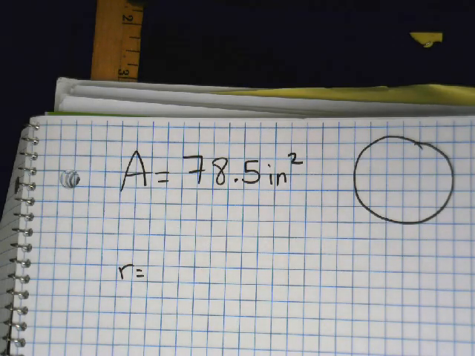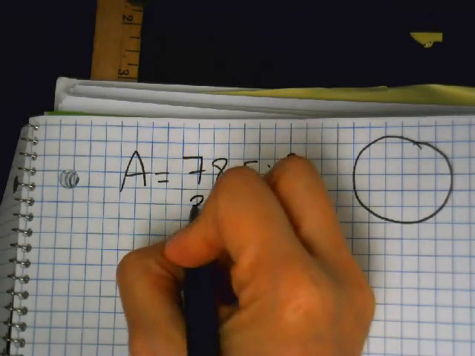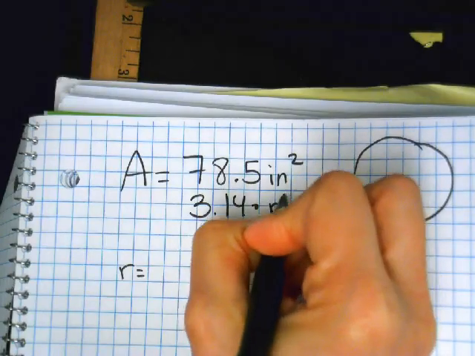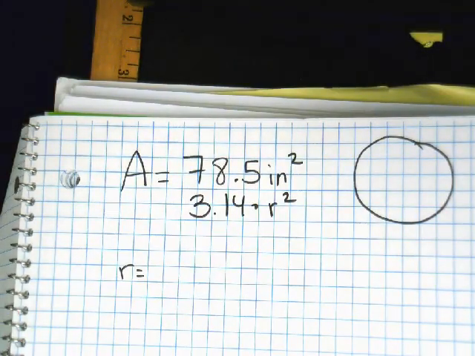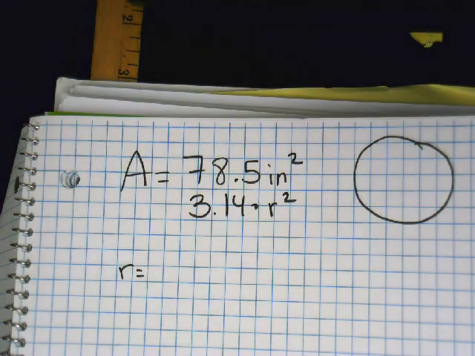So how did we get this number? What did we do to get this number? You multiply the radius squared times 3.14. Yeah, so 3.14 times radius squared. That's how we got that number, right? We took pi times radius squared.